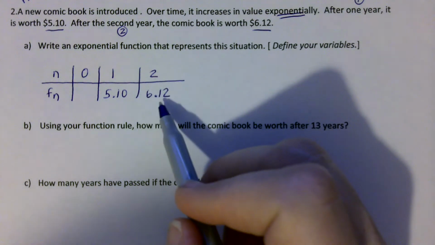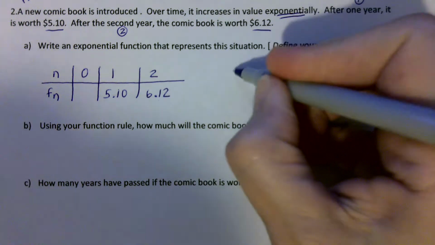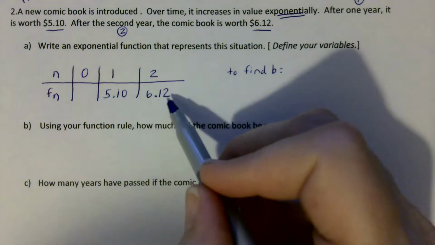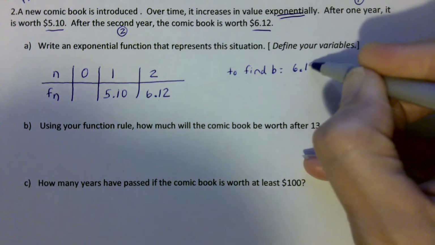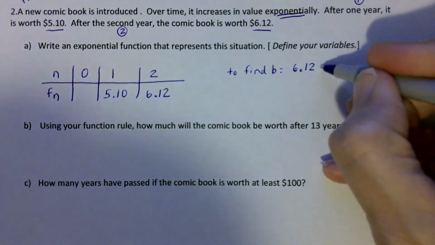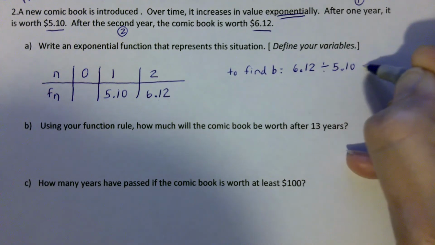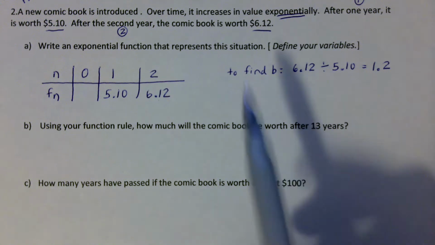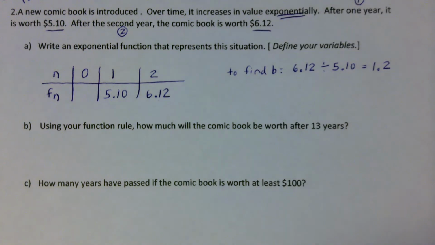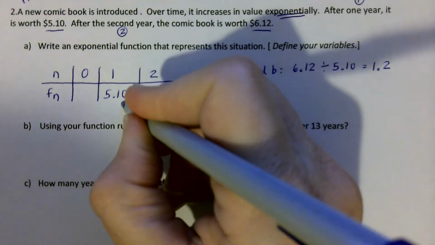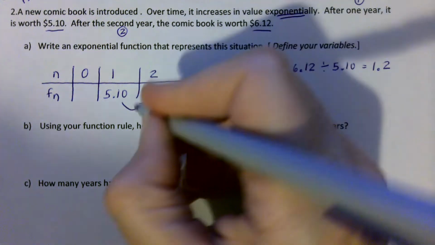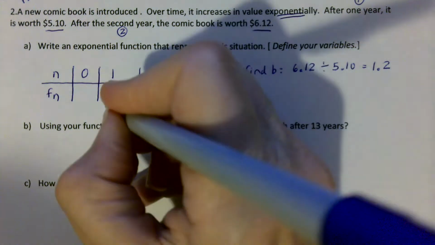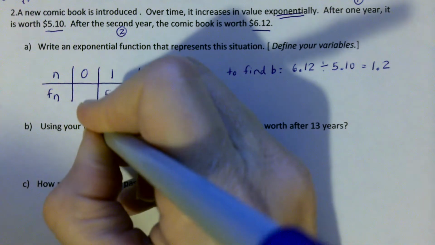Okay, so to find our ratio b, we're going to take one term, so $6.12, and we're going to divide by the previous term. Those are the only ones I have. And I have a ratio of 1.2. Remember, you were told this increases in value exponentially. So we know we were looking for our common ratio. So to go from $5.10 to $6.12, we multiplied by 1.2. So to find my 0th term, I'm going to go backwards and divide by 1.2.